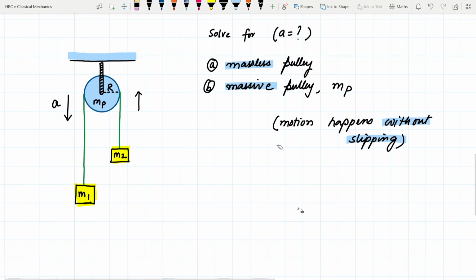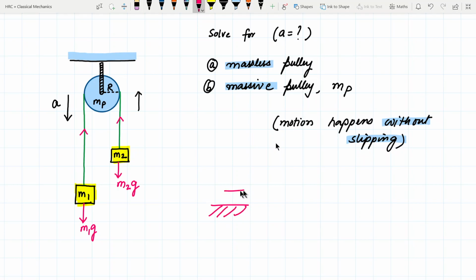So weight is there. Yes, sir. Weight is there for both the masses, right? So you have m1g and then you have m2g, right? And tension is also there, yes. So tension is a contact force, just like normal reaction.